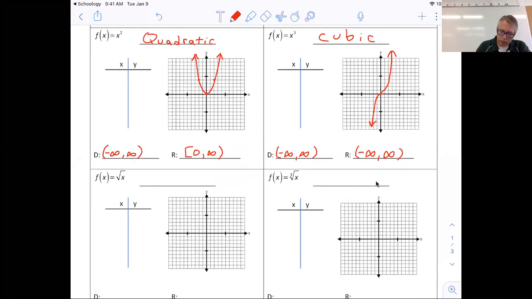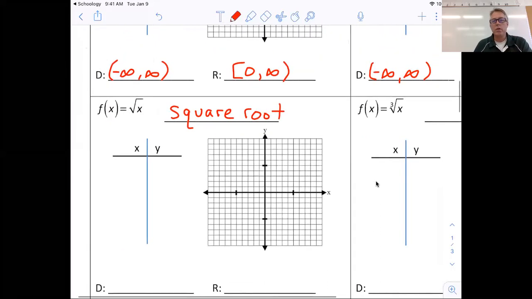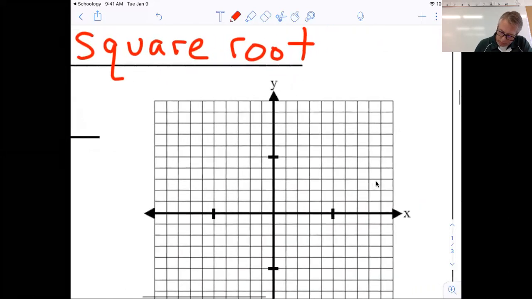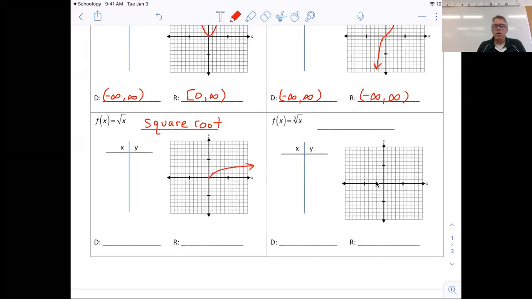So the square root of x, okay, I'm gonna call it the square root function. The square root function also goes to the origin, kind of starts at the origin. And we go over 1 and up 1. And that graph looks like that.